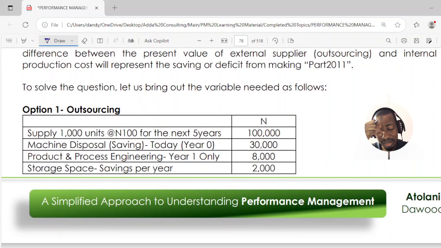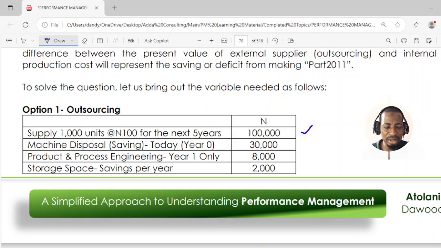But before then, the supplying cost is for 1,000 units at 100 naira for the next 5 years. When you multiply 1,000 units by 100 naira, that will give you 100,000. So this 100,000 is for the next 5 years. Year 1, 100,000. Year 2, 100,000, till you get to year 5, it's the same 100,000. So it is constant. Because you have been given a cost of capital, it is important that you indicate the years that those cash flows relate to, so that you'll be able to know how to discount your cash flows.